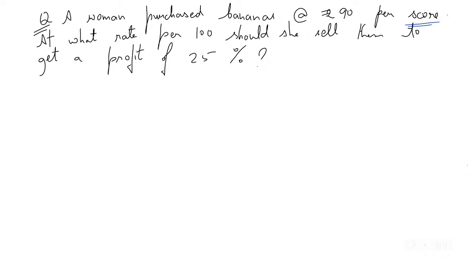Score is 20. Like in dozen we have 12. Okay. In dozen we have 12. Score we have 20. 20 pieces or 20 units of something. Here we have per score means 20 bananas. Okay. Solve this and find out.